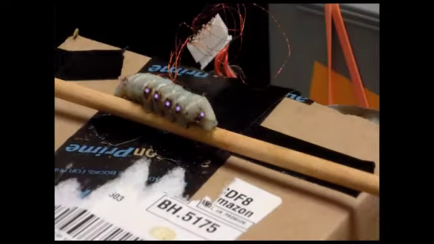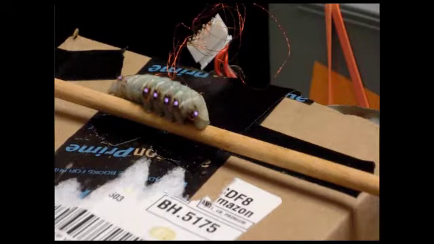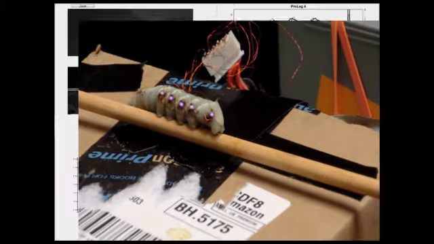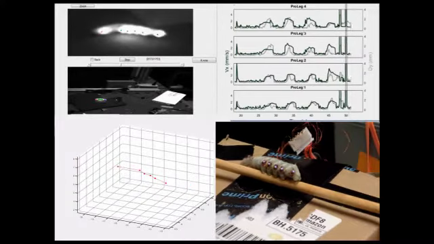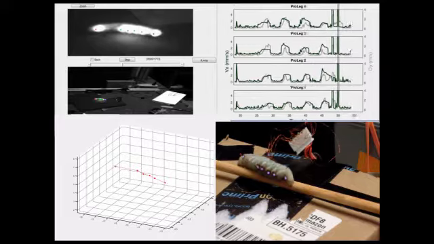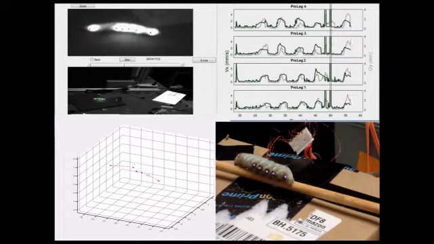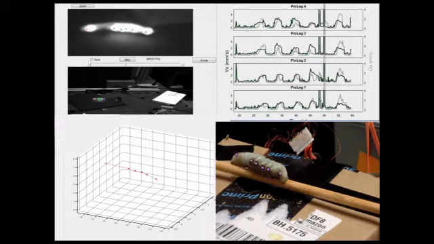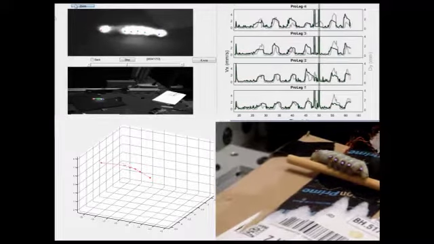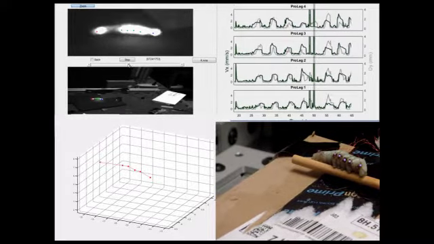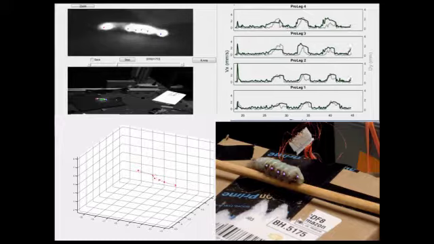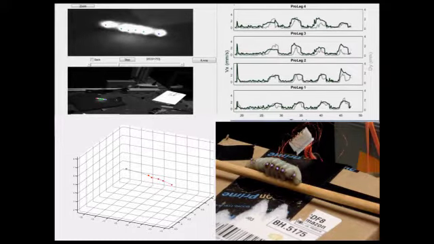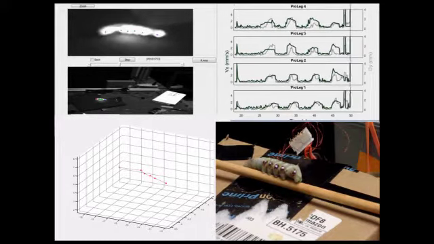In my current project, we are tracking the crawling of the tobacco hornworm with a commercial device in order to capture its movements and reconstruct them in 3 dimensions so we can analyze them in real time. We are trying to better understand how the caterpillar senses the substrate it's crawling on, and how it uses this sensory information in order to control its body during crawling.